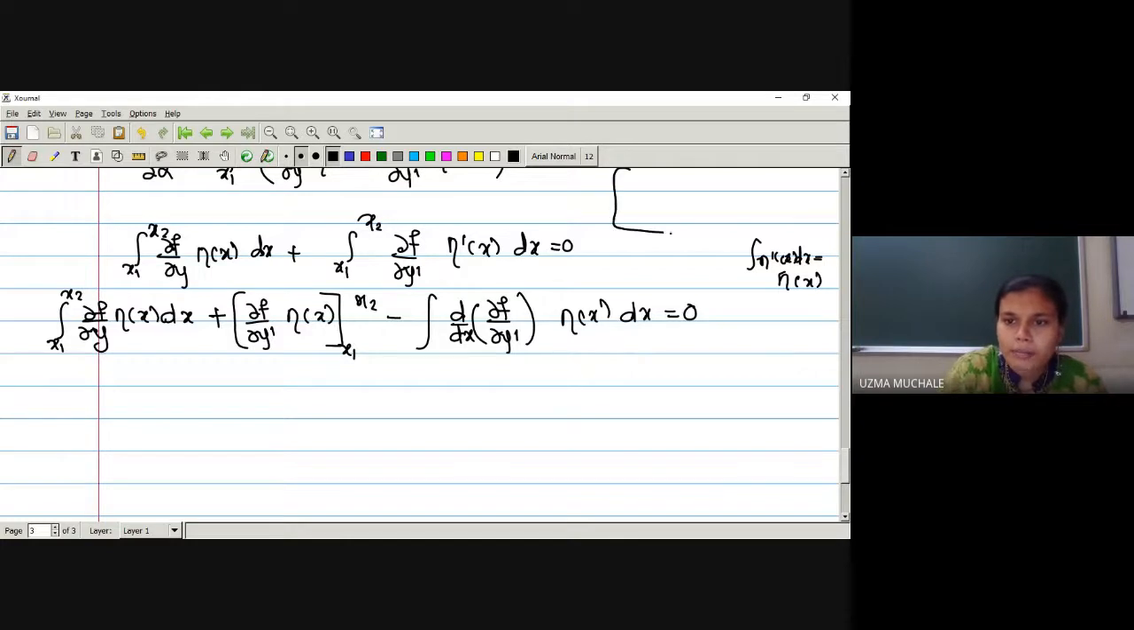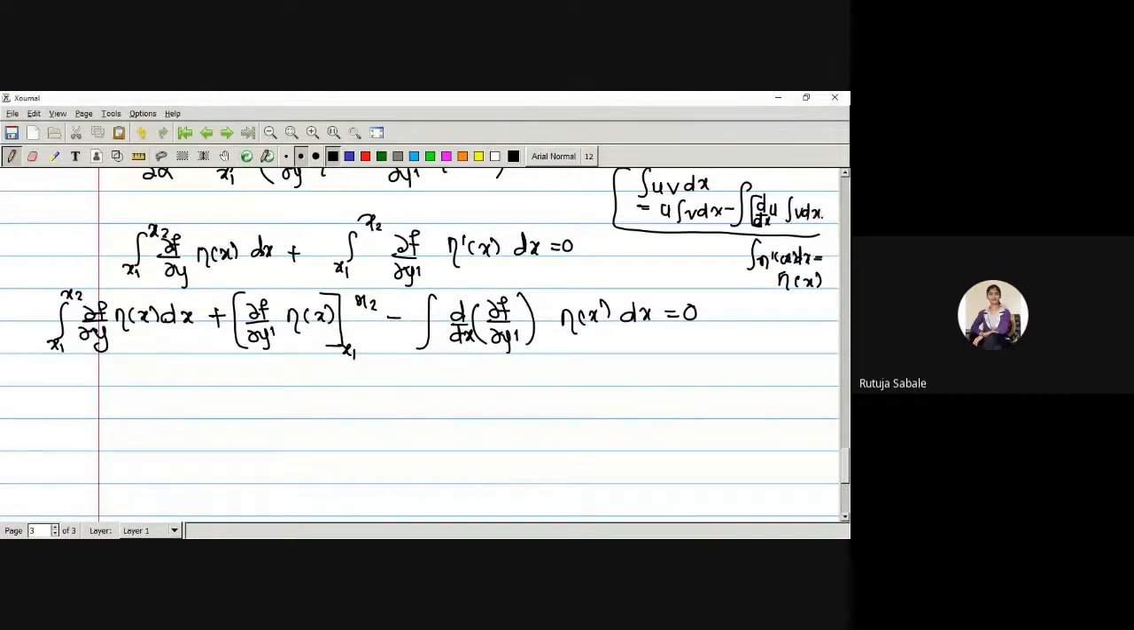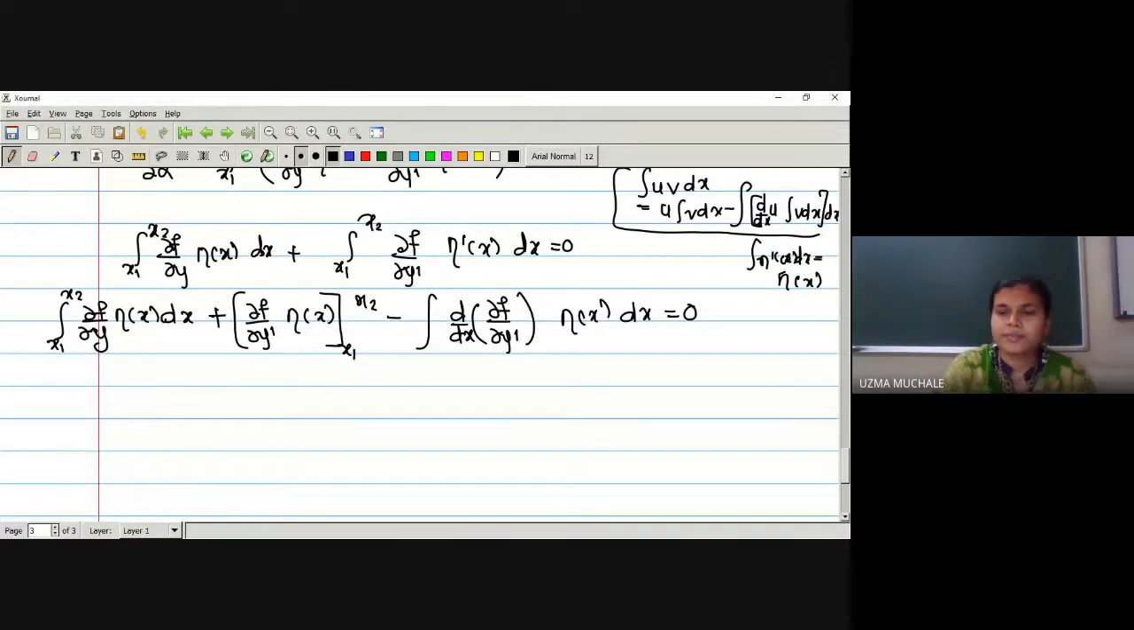If you are not remembering, let me write down the rule. Integration of uv is equal to u as it is, integration of v dx, minus the integration of d/dx of u, into the integration of v dx, whole dx. Good. Okay.